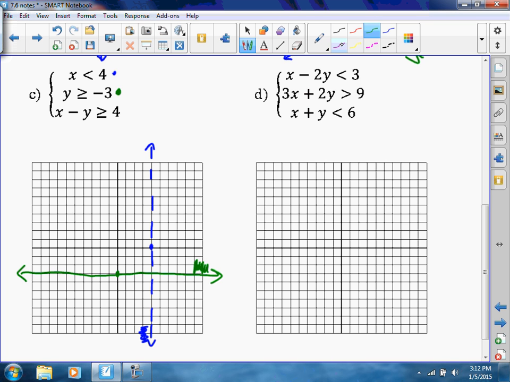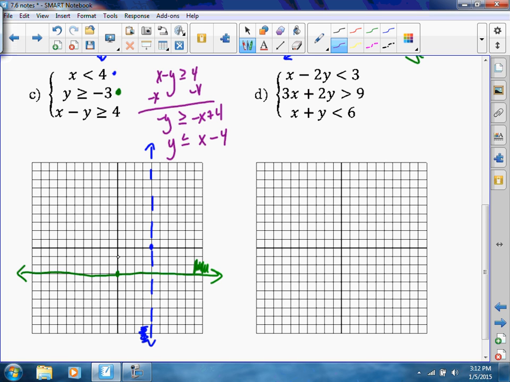And then the other line, let me do that in purple. This one I have to solve for y. So x minus y is greater than or equal to 4. So I'd subtract the x. So negative y is greater than or equal to negative x plus 4. And then I had to divide everything by negative 1. Now remember, with inequalities, when you divide by a negative number, you switch that inequality sign around. So I'll have y is less than or equal to x minus 4.